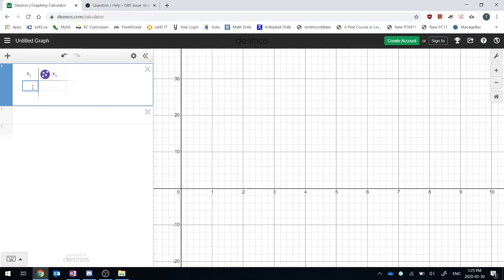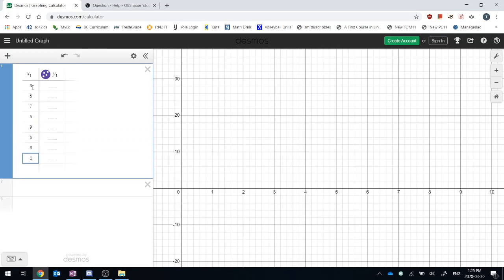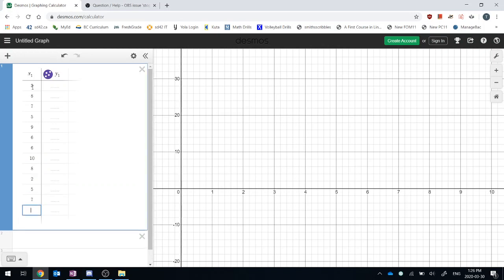So for our values for j, that was our x values. So we did 3, 8, 7, 5, 9, 6, 6 again, 10, that guy really likes his job, 8, 2, 5, and 7. And then the corresponding productivity numbers from the table were 44, 81, 75, 66, 90, 70, 71, 98, 75, 25. That person is not very productive.